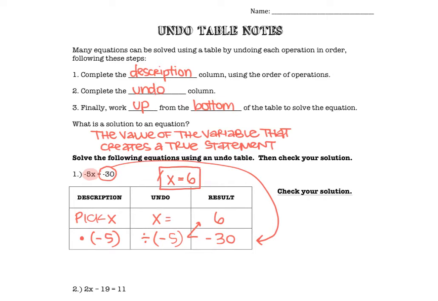All right, now I'm going to check it just like we did before. So I rewrite the original, -5x equals -30. I'm going to plug in 6, and -5 times 6 is -30. So I got a true statement, and therefore I know that the value of x is in fact 6.